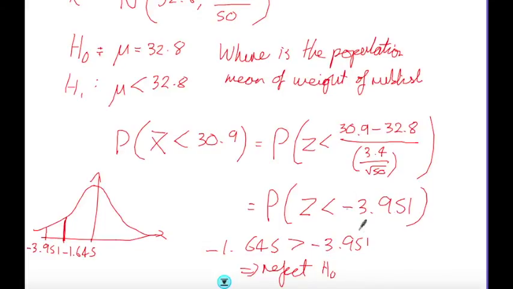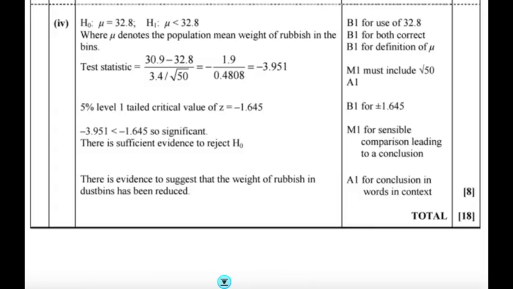The other way you could do it is by actually just finding this using the normal tables as opposed to the inverse normal tables, and then you conclude, well, rejected H0, therefore there is sufficient evidence to show the mean weight of rubbish has decreased.